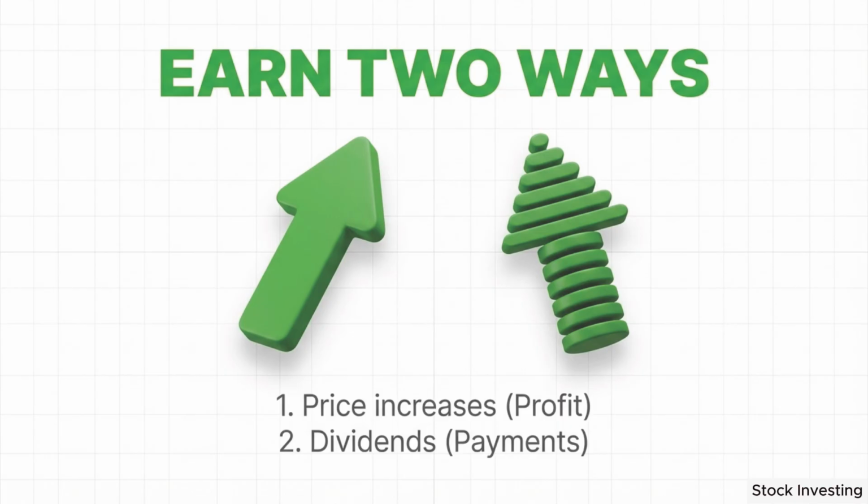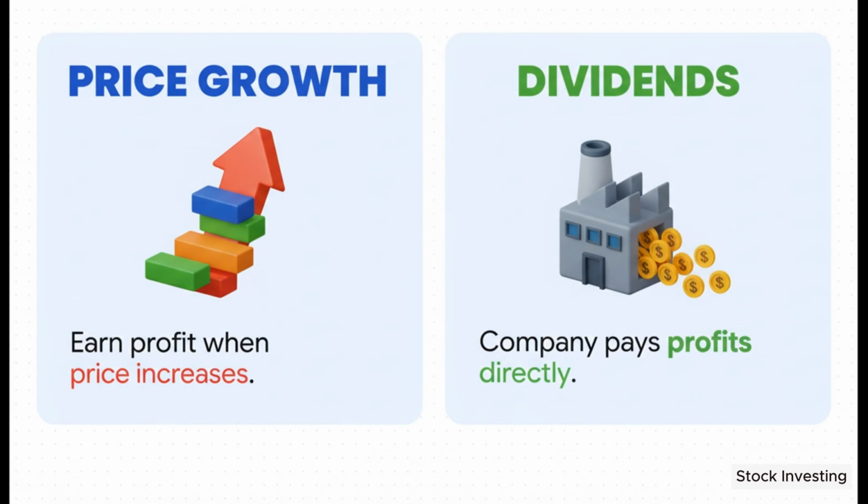How would you earn money from the stocks? There are two ways. One, the change in the price, meaning once the price of the stock increases and you sell that stock, you would have that additional income or a profit. And the second way is through dividends. Dividends are what the company pays to its shareholders.